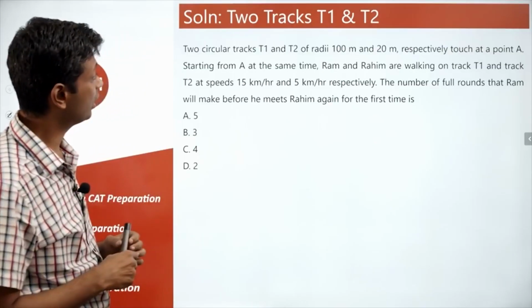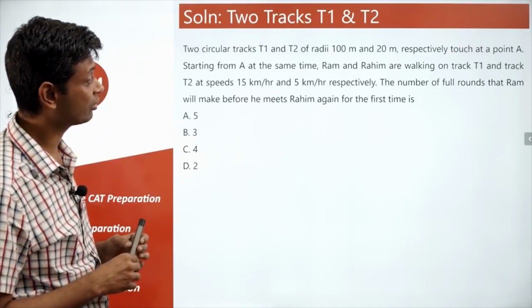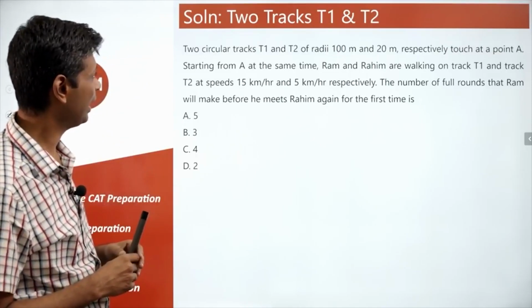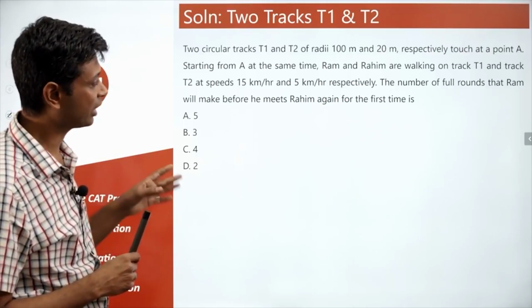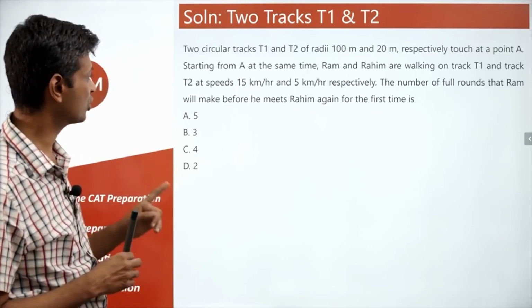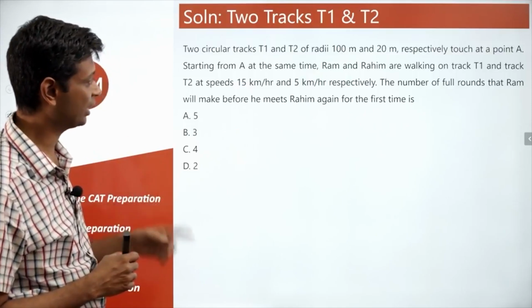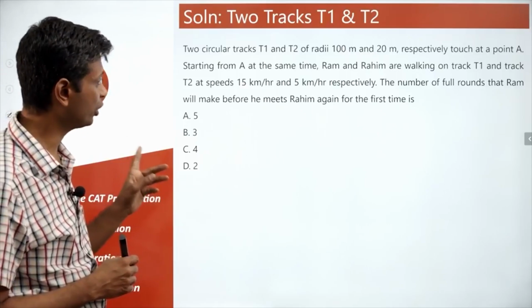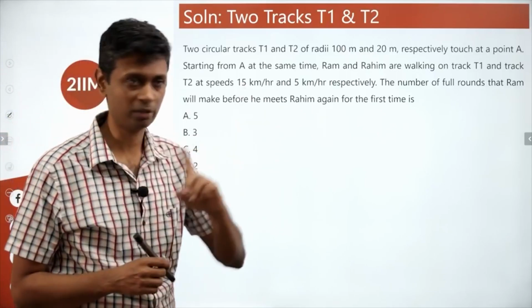Two circular tracks T1 and T2 of radii 100 meters and 20 meters respectively touch at a point A. Starting from A at the same time, Ram and Rahim are walking on track 1 and track 2 at speeds of 15 and 5 respectively. The number of full rounds that Ram will make before he meets Rahim again for the first time is?